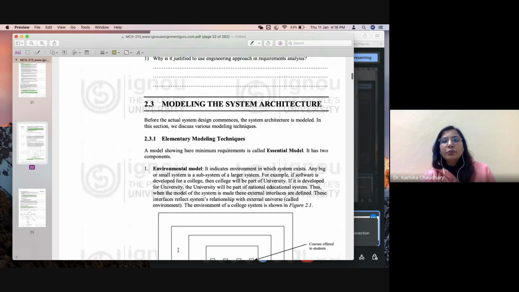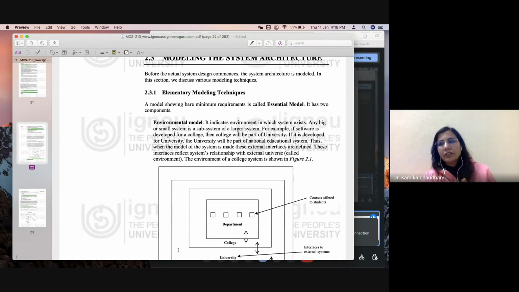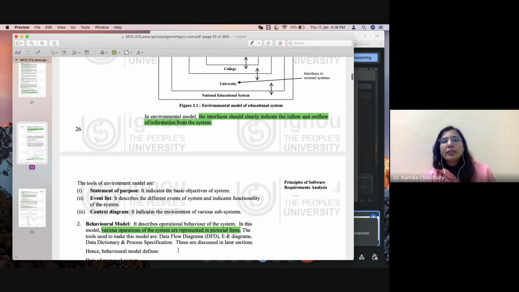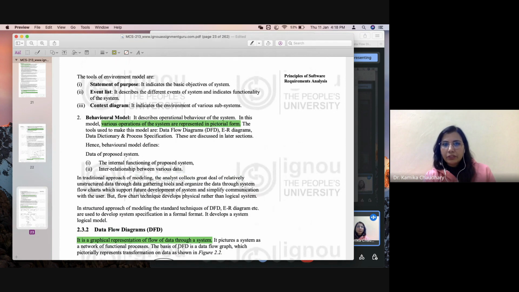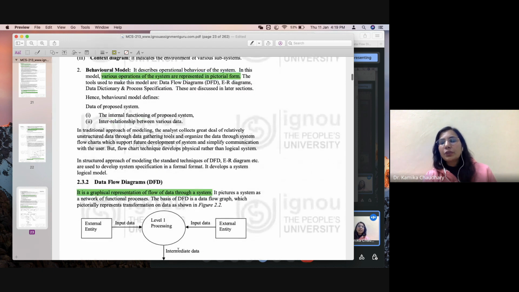Then after that, we moved on to the system architecture, which could be an environmental model and could also be a behavior model. In the case of the behavior model, we learned about the DFDs, that is, the data flow diagrams, which are of various levels: level 0, level 1, and also level 2. We have seen level 0 and level 1.